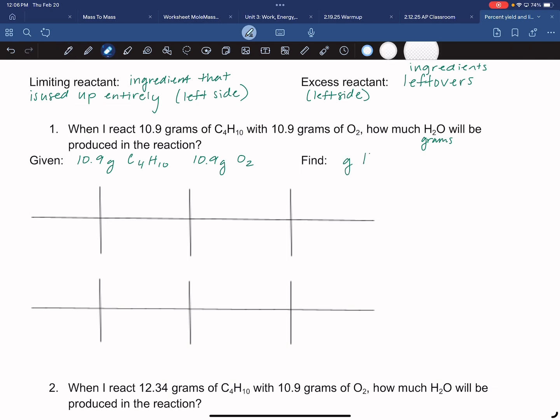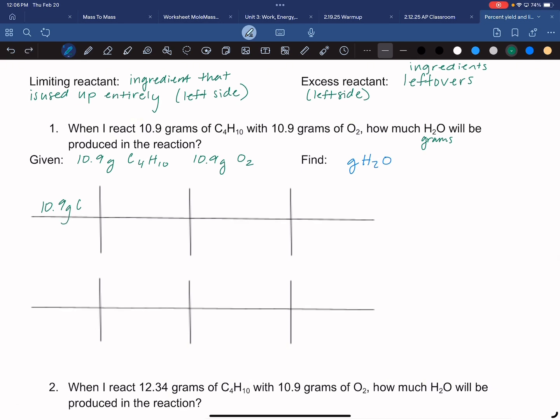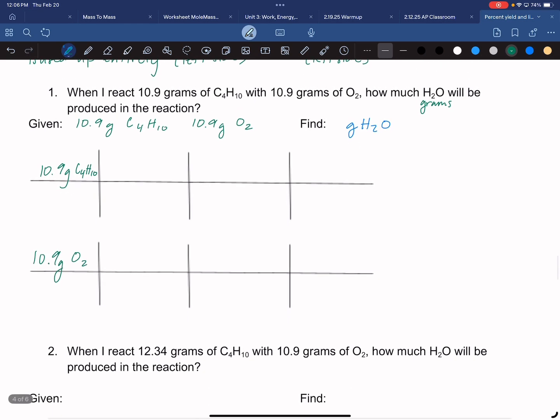So basically what you're going to do is write both ingredients on the top left separately. And with both of these, you have the same goal, and the same goal is going to be to solve for grams of H2O. So I'll go ahead and write it over here.